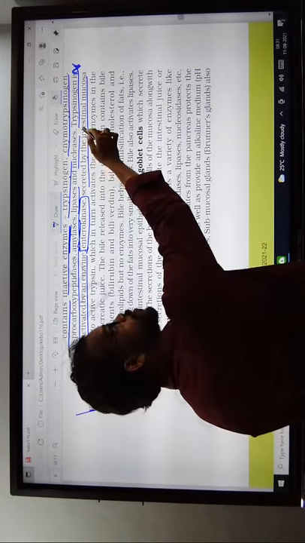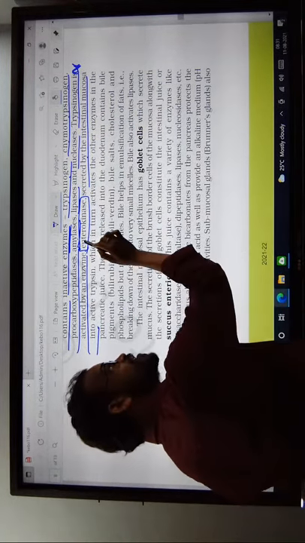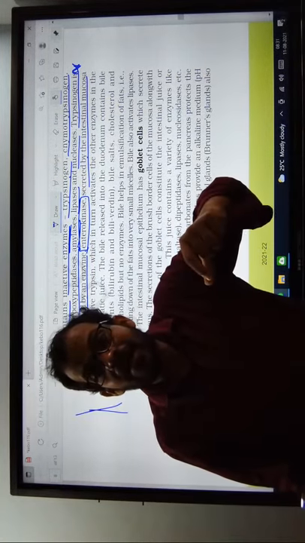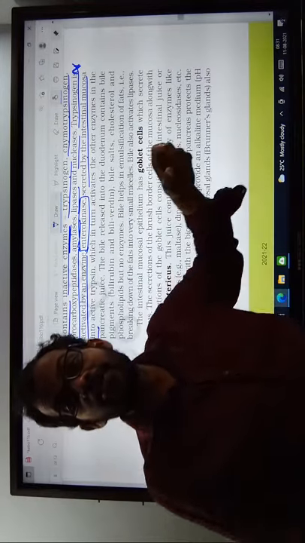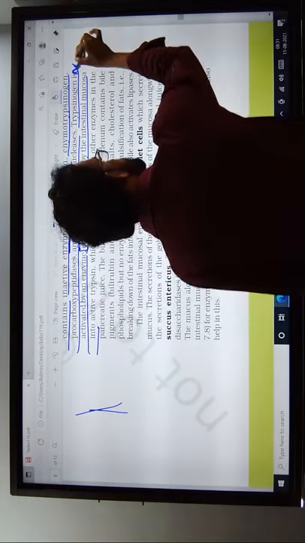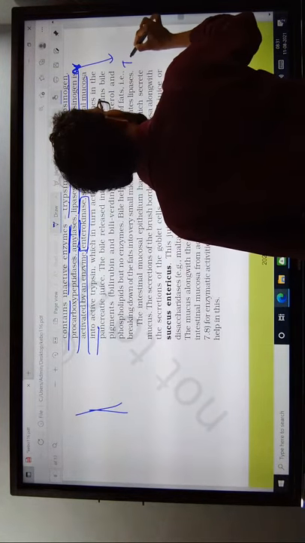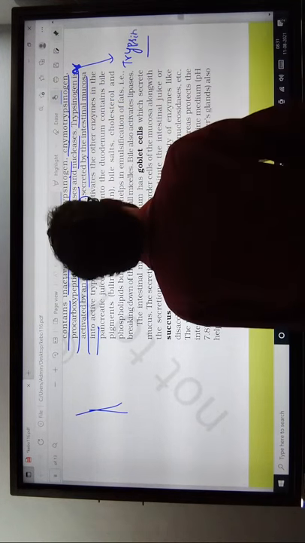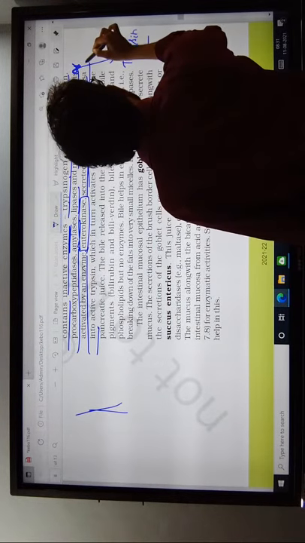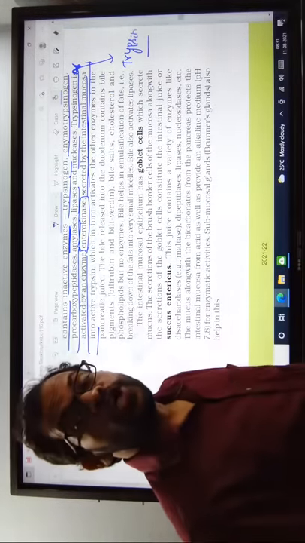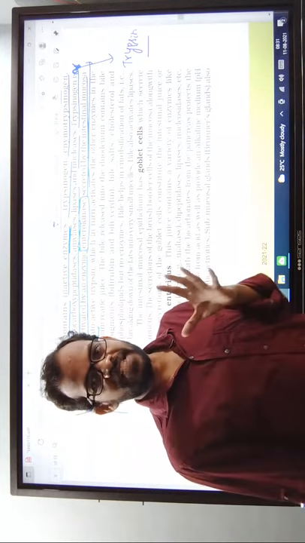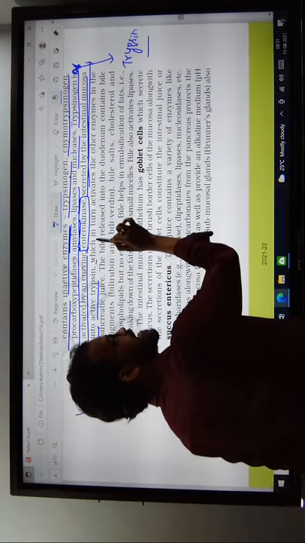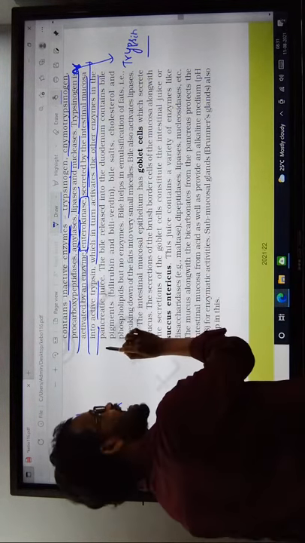Whenever the intestinal mucosa cells secrete enterokinase, it activates the trypsinogen. The trypsinogen is converted into trypsin. What is the enzyme responsible? Enterokinase. Then this trypsin again activates the other enzymes.